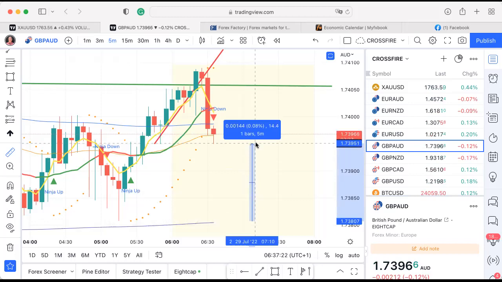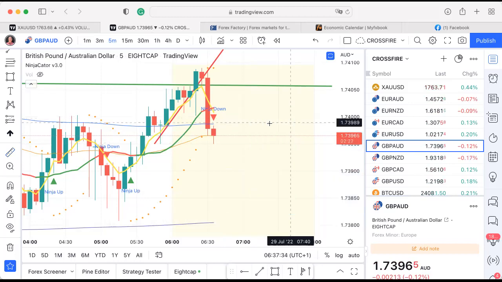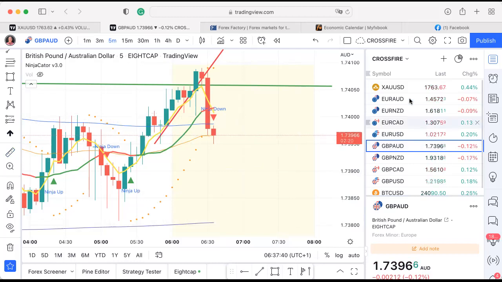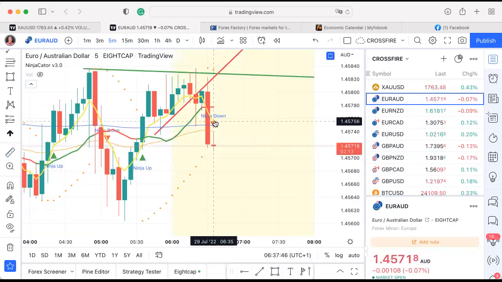And you've got roughly 15 pips potential there, but in my mind it's got to break through that 50 moving average first before I would get in. But it's well worth keeping an eye on. The other thing I would do at this stage is look at the Euro Aussie dollar, see if that's behaving the same way. And yes, it is. We've got a ninja down. We've already broken through the 50 moving average, but it's just hesitating a bit.